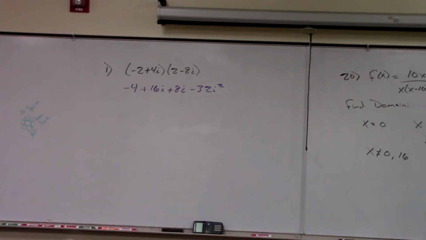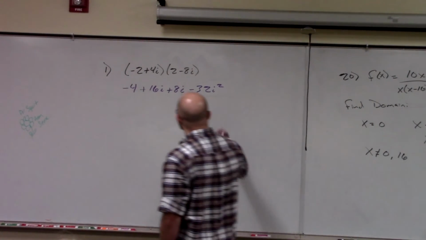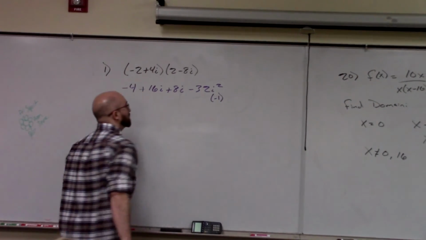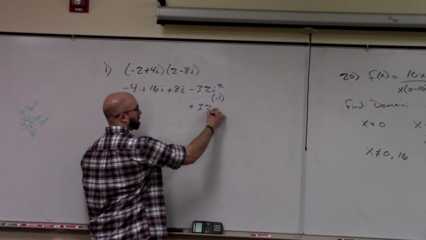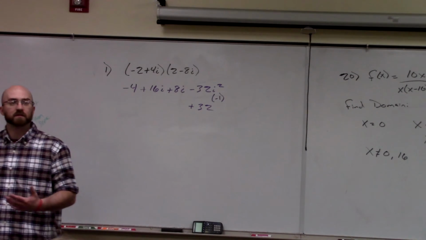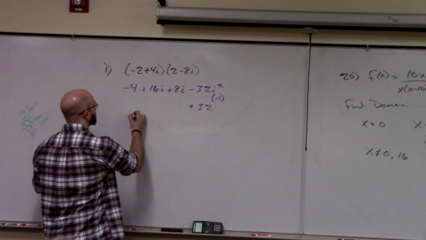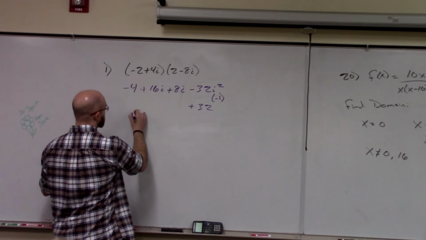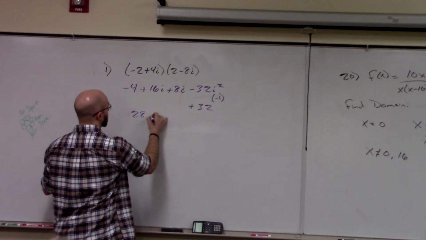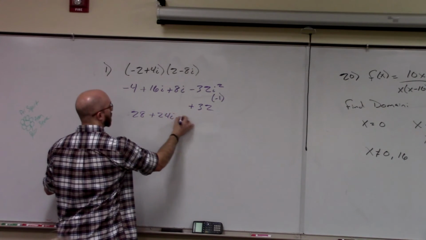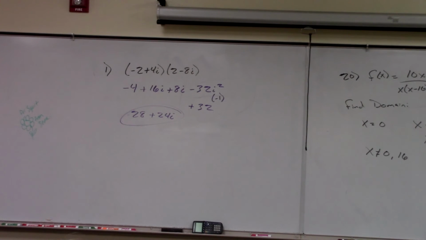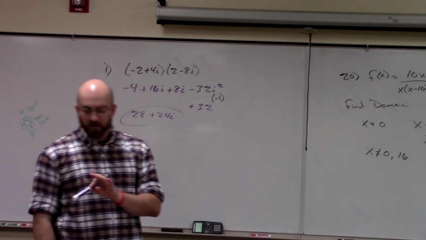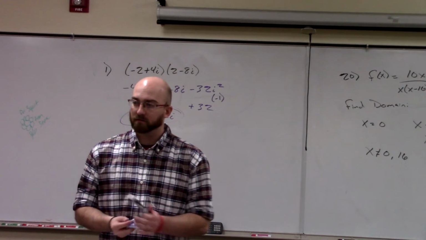I squared is negative 1. You need to recognize that. It is on your cheat sheet. So that becomes positive. Now combine like terms. 16 plus 8 is 24. Negative 4 plus 32 is 28. So it's 28 plus 24i. That's so easy. Questions on that? Does everyone understand that one? Now number 2, right?